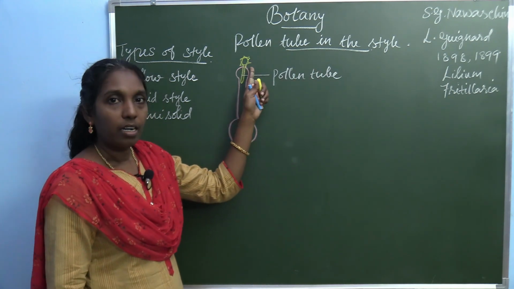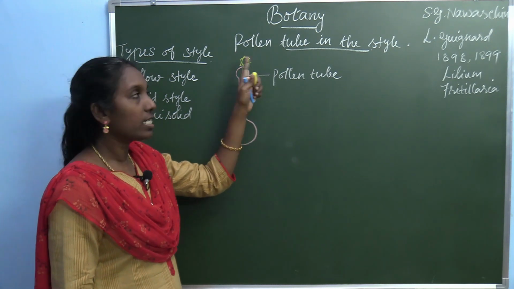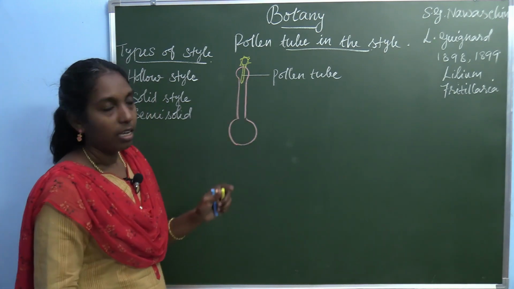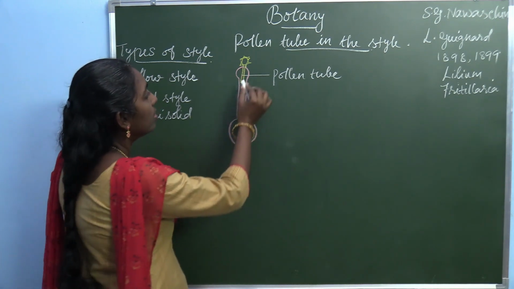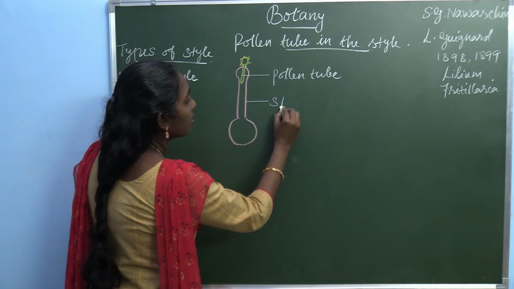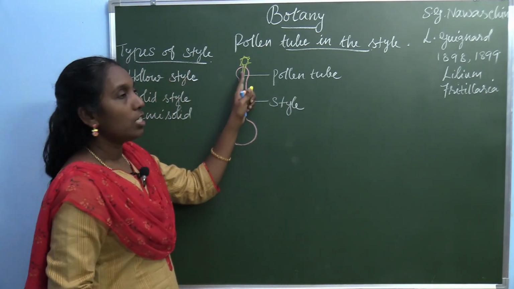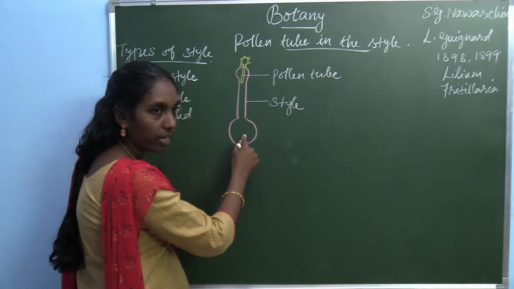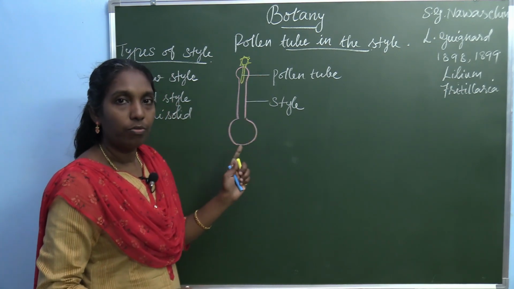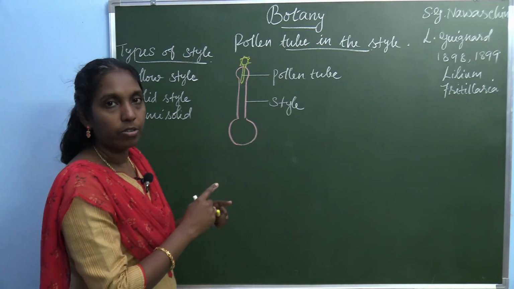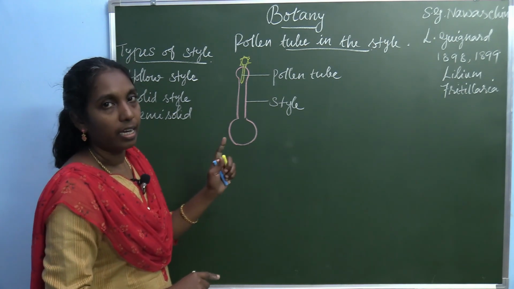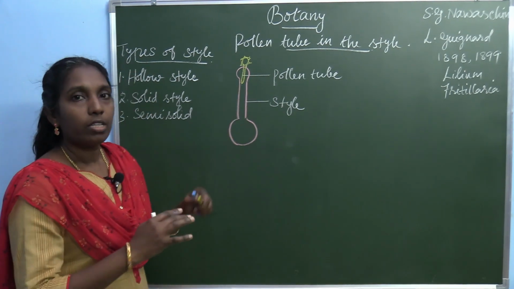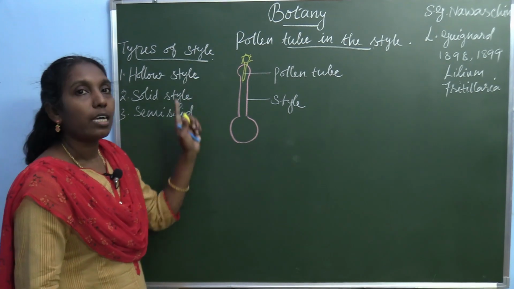The pollen grain, when it is dusted on the stigmatic surface, starts to germinate. This is the pollen tube. This is the stigmatic surface. This is the style. This pollen tube grows towards the style, ovary, and inside the ovary, the ovule and embryo sac. It reaches the embryo sac and fuses with the egg and forms the zygote. That's the process of fertilization. Before that, let's see different types of style.